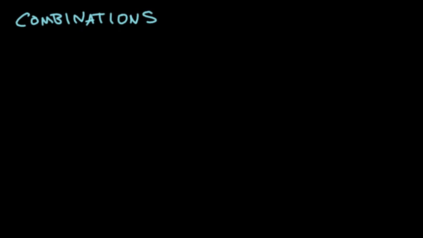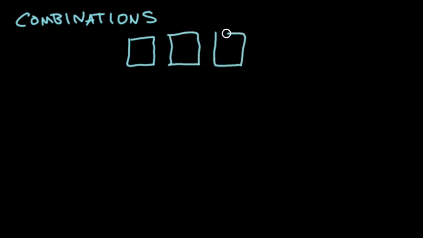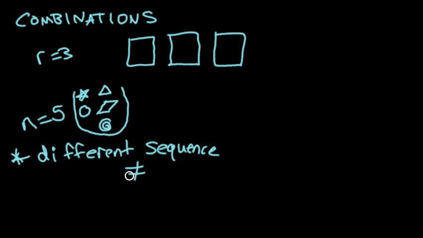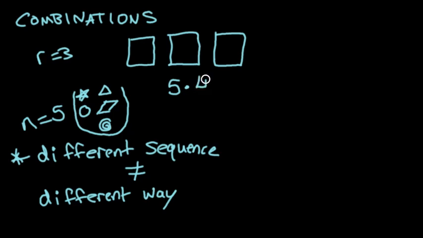Combination time. So for this, it's the same scenario as for permutations, but we're going to add one little requirement. We're going to require that different sequence does not equal a different way. Okay, so that's going to become apparent here in a second. So let's just pretend like we were doing this for the permutation. So we had 5 ways to fill the first one, times 4 ways to fill the second spot, and then 3 ways to fill the last spot.